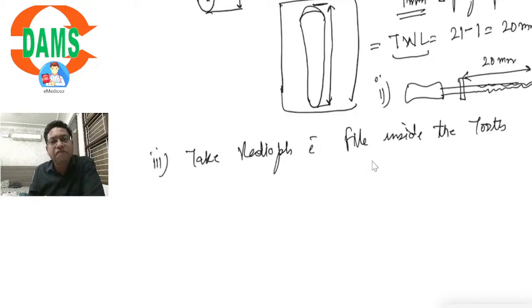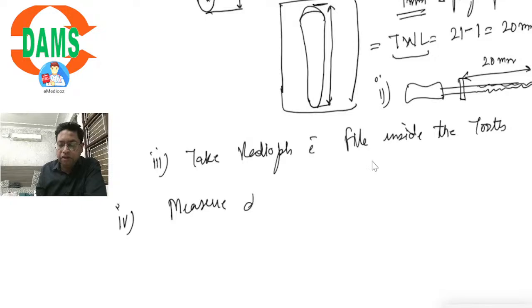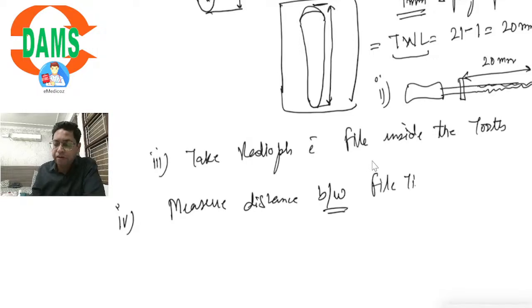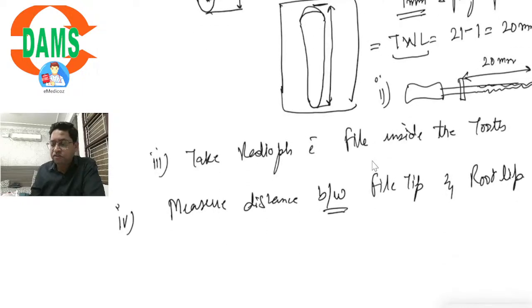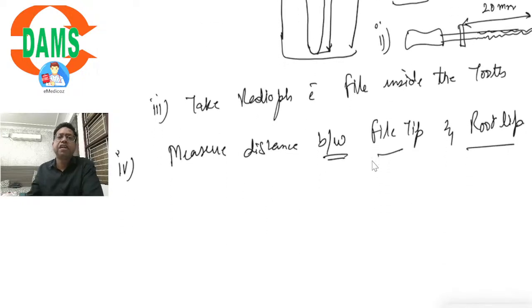And how much is the length that we have inserted inside the tooth? At the tentative working length, which is 1 millimeter short of the total length of the tooth measured on the preoperative radiograph. And after taking the radiograph, in the fourth step, we have to measure the distance between what two things? The distance between the file tip on the X-ray and the root tip or the root end on the X-ray. Previously, I've told you these are the two measurements that we have to keep in mind, the file tip and the root tip.